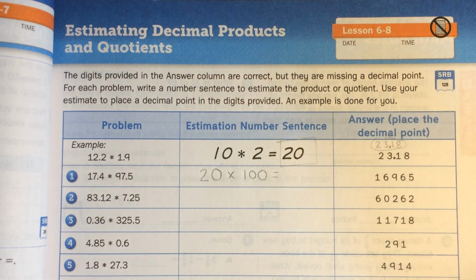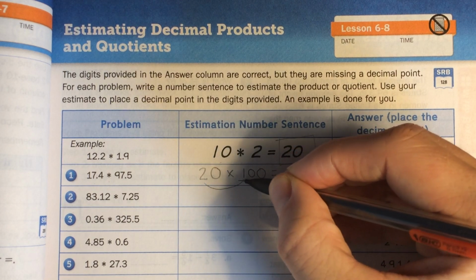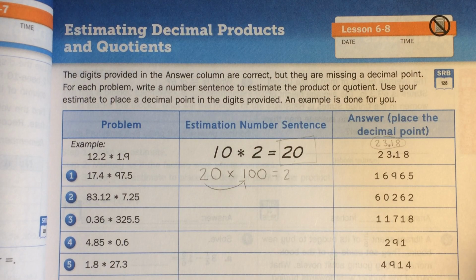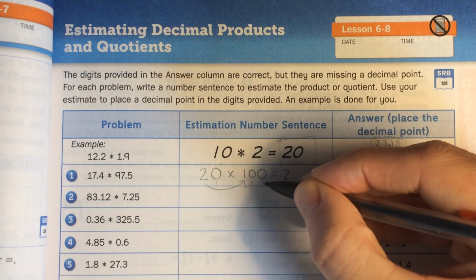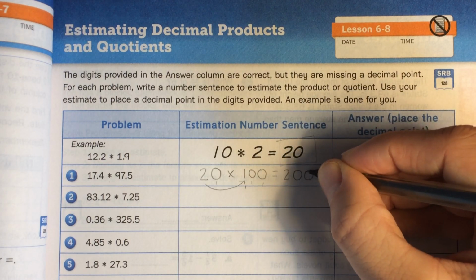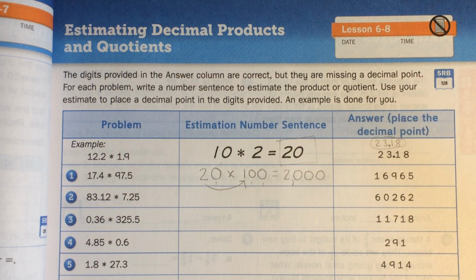So can we do this multiplication in our heads? Yes, we know this rule. All we have to do is multiply this 2 times 1, which equals 2, and then add in your zeros. How many do we have? 1, 2, 3. So you're going to add in 1, 2, 3. So 20 times 100 equals 2,000.